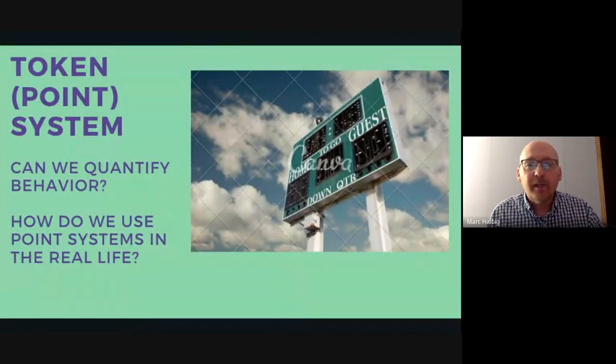Can we quantify behavior? Well, we quantify, and how do we use these point systems in real life? So for a high school student, showing them how, if they think a point system is silly for a classroom, probably a lot of them play sports or are involved in some type of activity where the game is based off a point system. So sharing those real world connections and showing them how it's done in the real world and how that same idea can translate to the classroom might be how you get this buy-in.